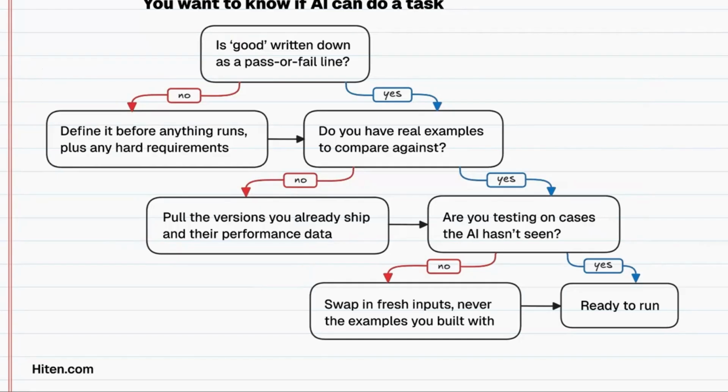But basically, is good written down as a pass or fail line? That's the big question, because the pass or fail line is really important. If it's not, you want to define it before anything runs, plus any other hard requirements. So that's going back to principle one. And then, do you have real examples to compare against? That would be the next problem to solve. No? Well, go get them.